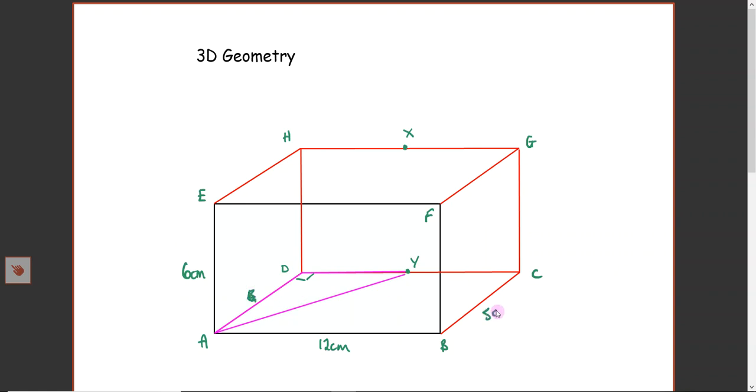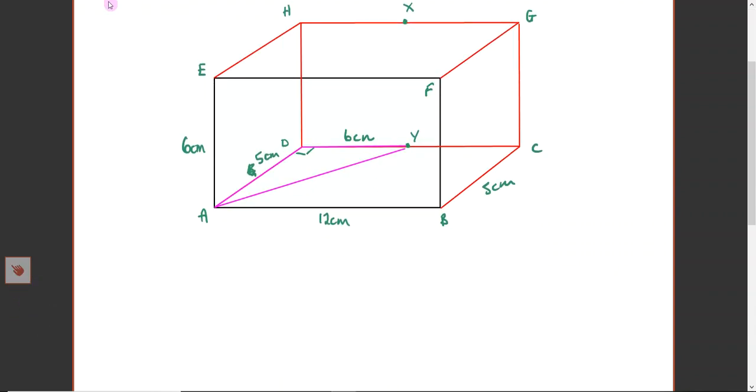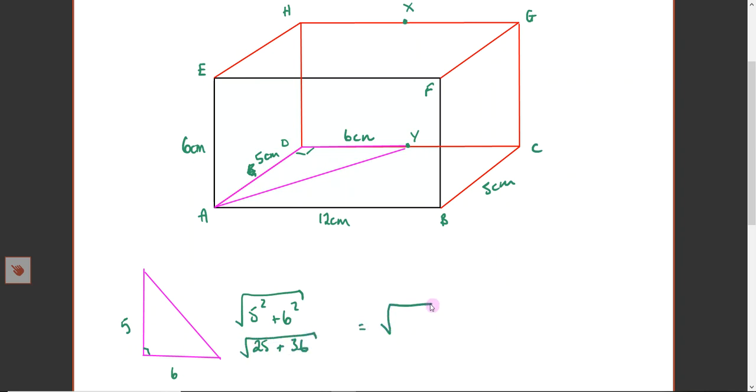It's over here, 5 centimeters. So A to D is 5. And then we know that this is 12, and we're told that X and Y are midpoints, so that would make that 6. So I think like you were just doing, then we've got our right angle triangle. So we've got 6 and 5. You did 5 squared plus 6 squared, square rooted. So 25 plus 36. So we've got the square root of 61.